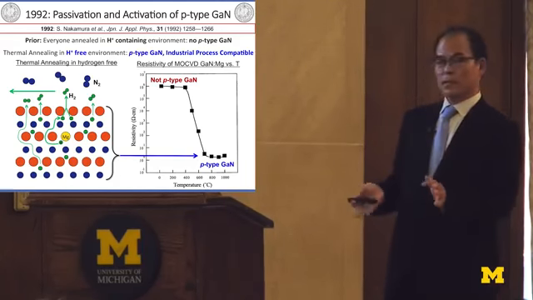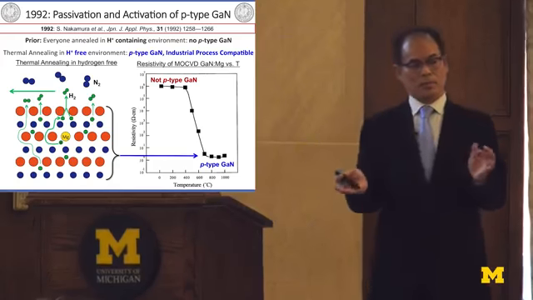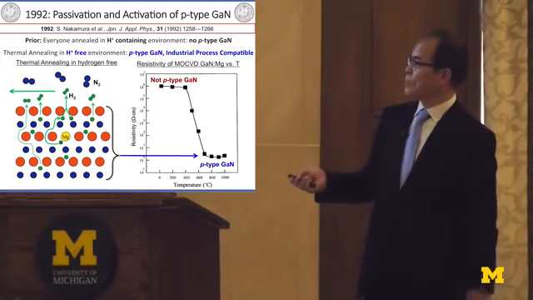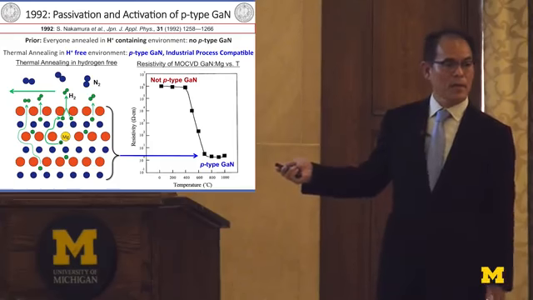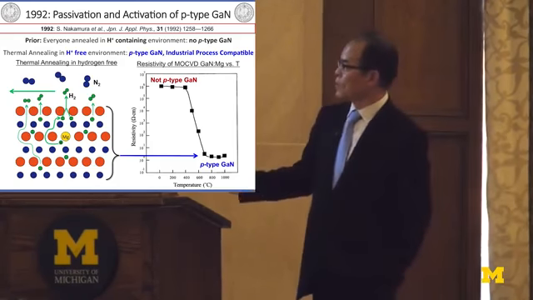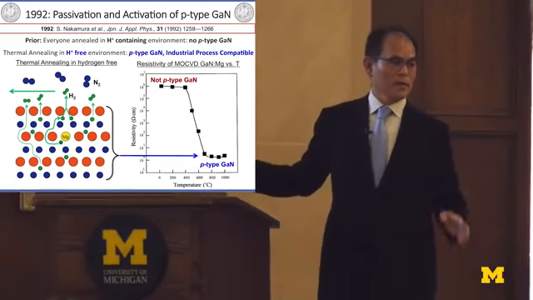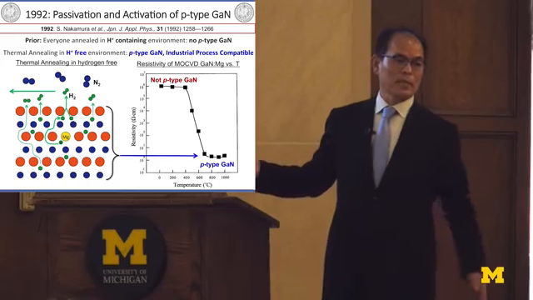So in 1992, I solved the whole problem of P-type gallium nitride. It is an easy technique to make P-type gallium nitride by using thermal annealing. Also, I clarified the mechanism of why nobody could make P-type gallium nitride.